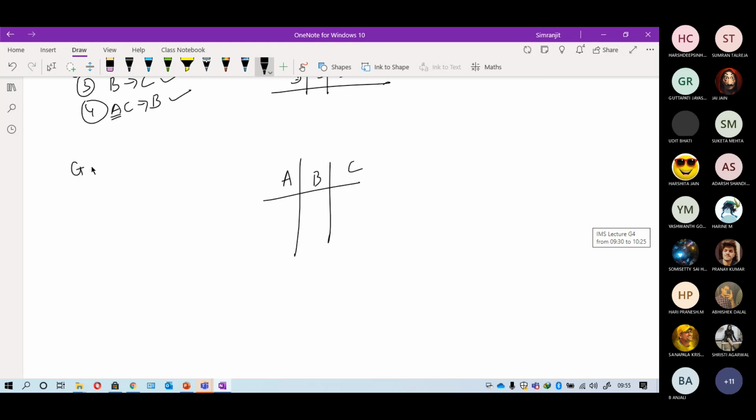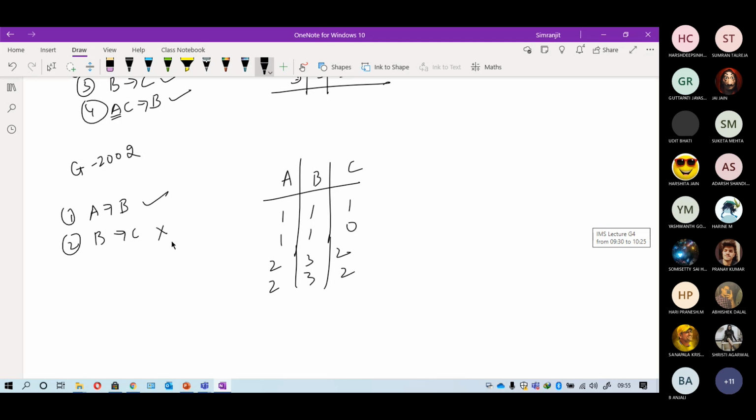So this is a GATE question. This particular question comes in GATE 2002. Okay. So very simple question. 1 1 1 1 1 0 2 3 2, 2 3 2. Okay. So they are saying A tends to B, B tends to C. Tell me which of the following functional dependency hold. Take your time. A tends to B is true, B tends to C is not true. Yeah, absolutely correct.